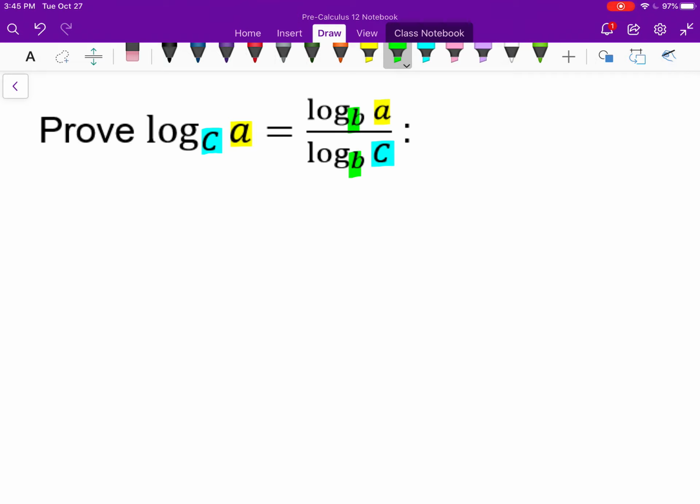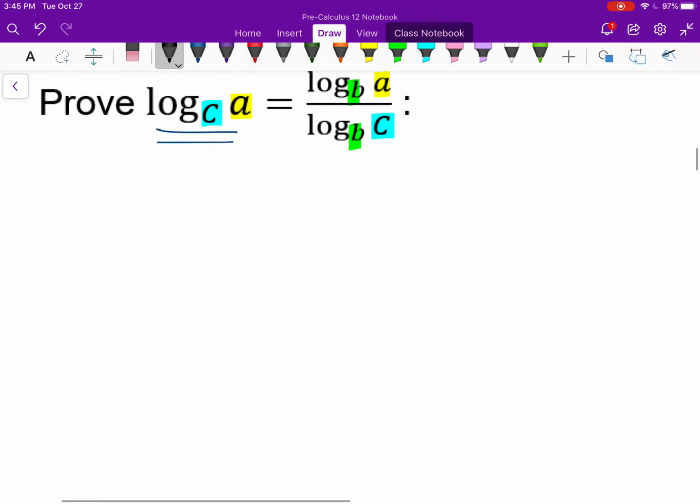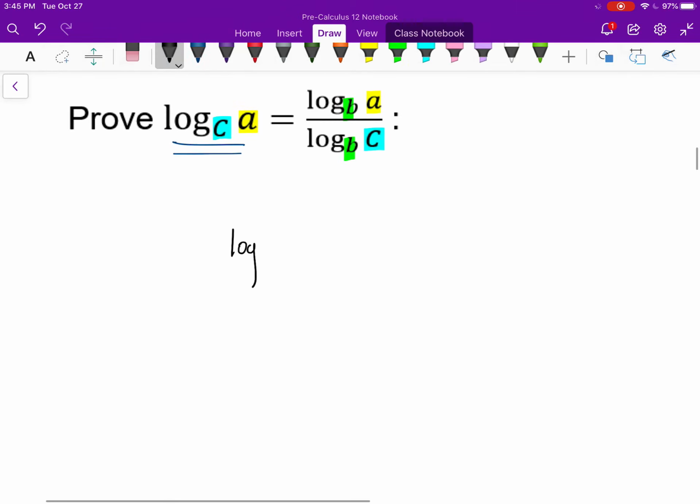That makes sense for a logarithm, for the base. So it can't be a negative number. It can't be 1, but other than that, it's good. And so the first thing I want to do is take this here, log base c of a, and I want to write it, I'll say it just equals x. Here, let's say it just equals x, equals something.